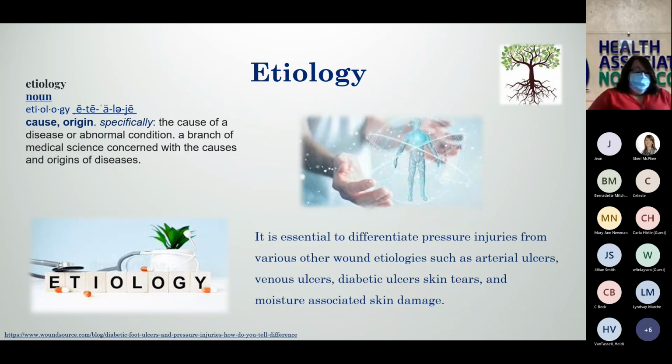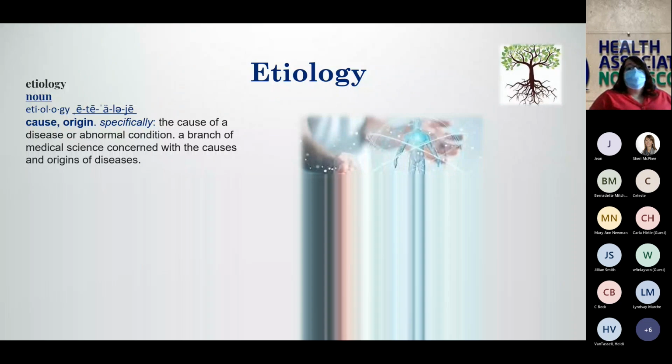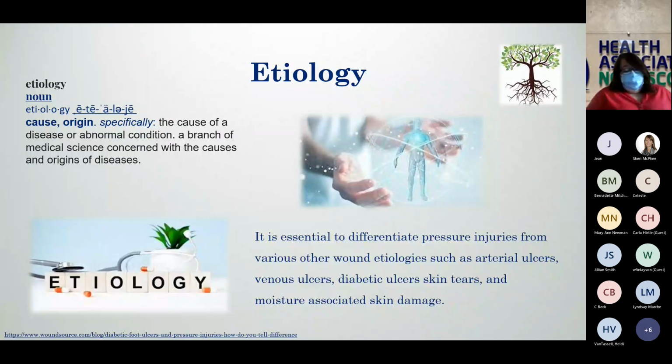So believe it or not, one of the bigger challenges that we face is trying to determine the etiology of a wound. It's essential to differentiate pressure injuries from various other wound etiologies, such as arterial ulcers, venous ulcers, or diabetic foot ulcers. For example, assessing a resident with a wound on their foot, one must determine whether that wound is caused by pressure, diabetes, ischemia, trauma, or a combination. Understanding the etiology in terms of how to appropriately assess, classify, and treat wounds is essential to optimize resident outcomes.